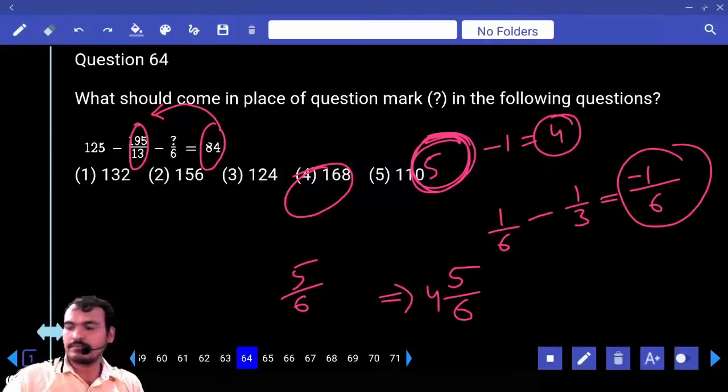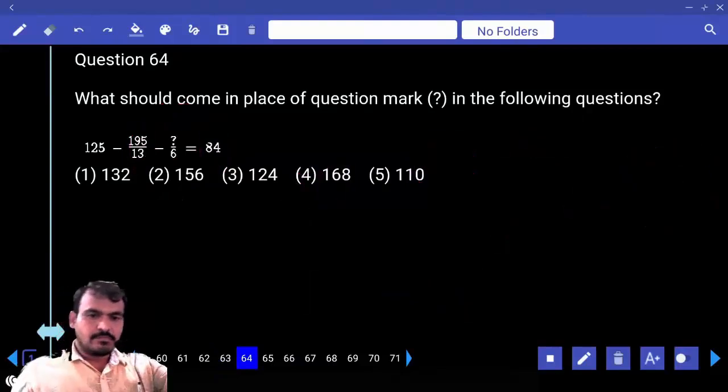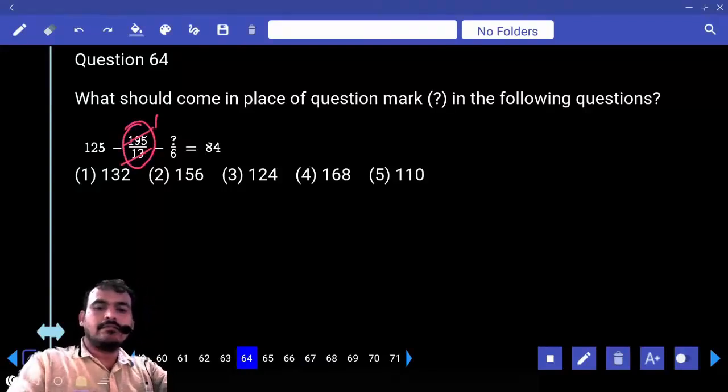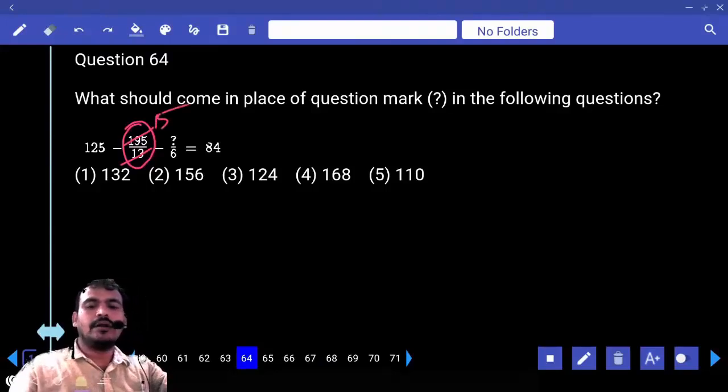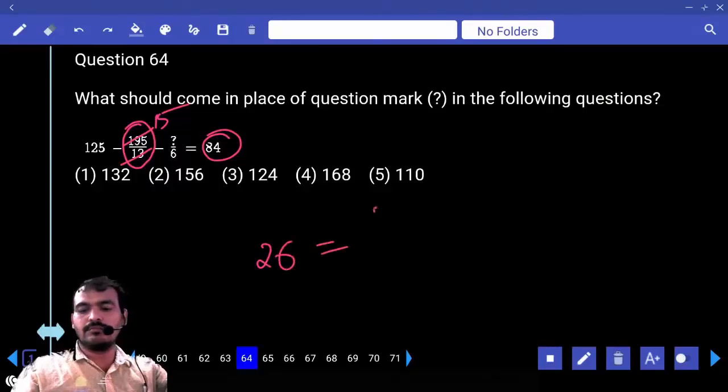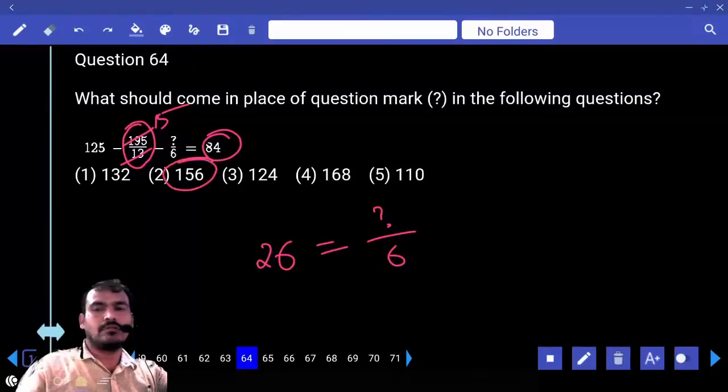Next is 64. First priority, 195 by 13. 13 ones are 13, again 5 times. 125 minus 15, how much? 110. 110 minus 84. 110 minus 84 is 26. It is equal to something by 6. Then something equals 26 into 6. It is ending with 6. How many options? Only one.